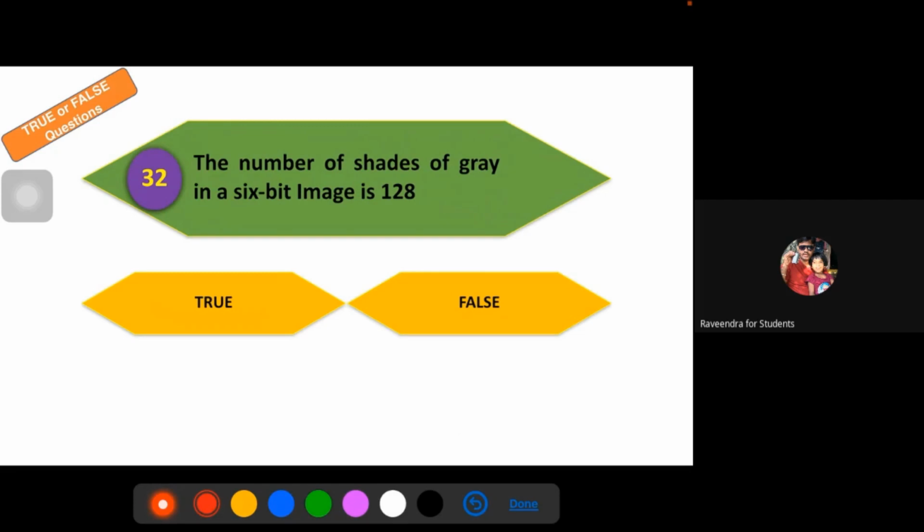The number of shades of a gray level in a 6-bit image is 128. Okay, 6 bits. So 2 power 6 is how much? 2 power 6 is 64, right? But it is given as 128. Therefore, it is false. Correct option is false.